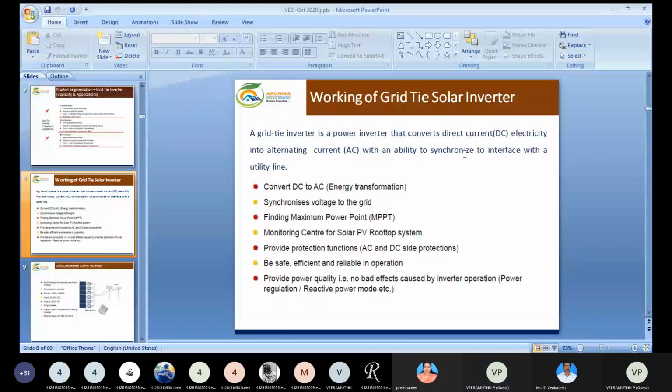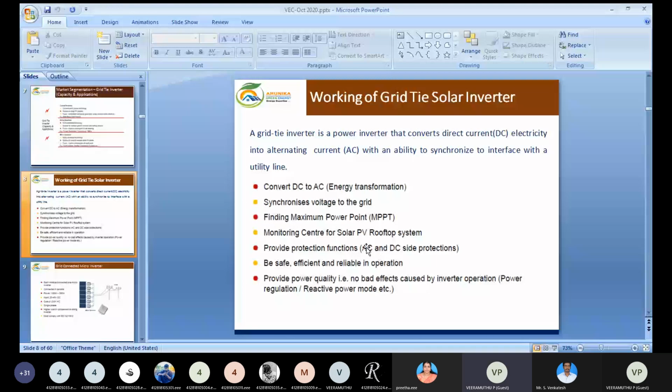Okay. So it converts DC into AC, synchronizes voltage with the grid, and finds the maximum power point. That is called MPPT. It delivers maximum power from the solar PV to the inverter. So this is called MPPT. It is the monitoring center for solar rooftop PV systems and provides protection functions for DC and AC sides, and is safe, efficient, and reliable in operation, with power quality. So these are the functions of solar grid inverters.